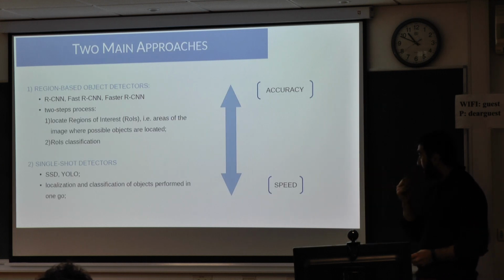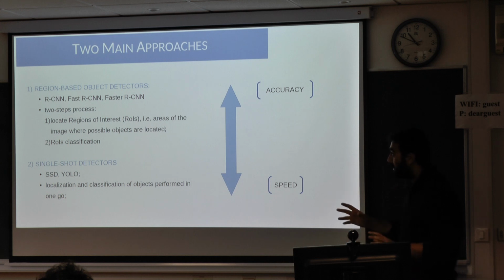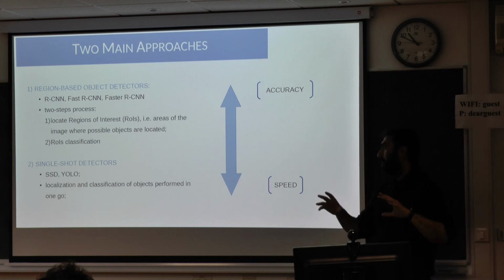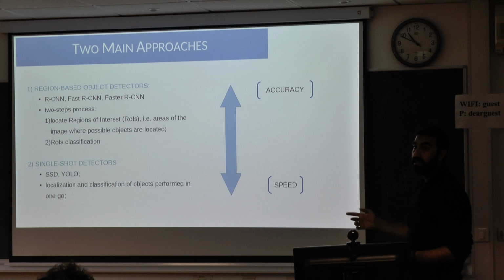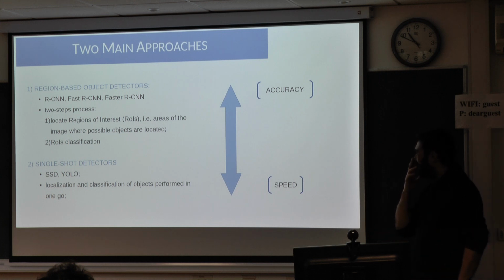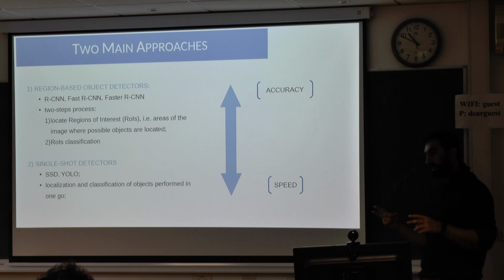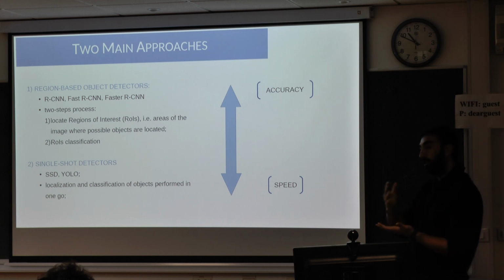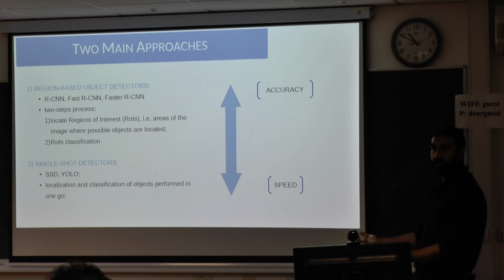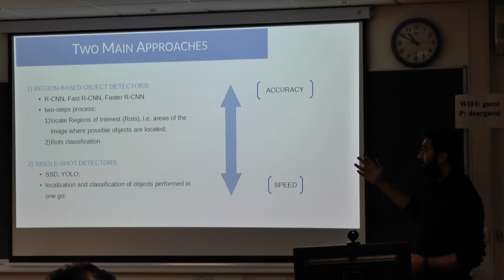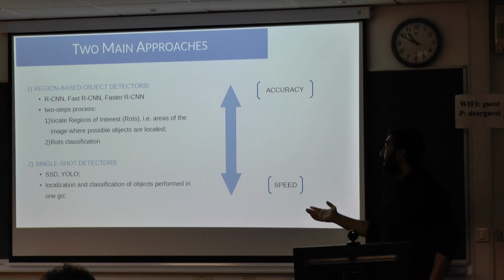Okay, so in general, I decided to focus on two families of models, which are at two opposite extremes, basically. On one end, you have region-based object detectors. They are the most accurate ones, and they are the slowest. The idea in this case is that the whole process takes place in two steps. First, you use generally external methods to locate the so-called regions of interest. So you locate areas of the image where you expect the object to be located, and then you classify them. On the other end, you have faster methods, single-shot detectors, which, however, are characterized by a worse accuracy in general.